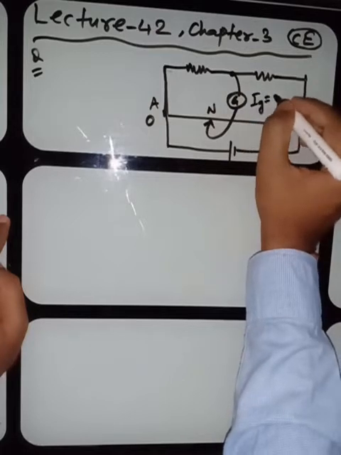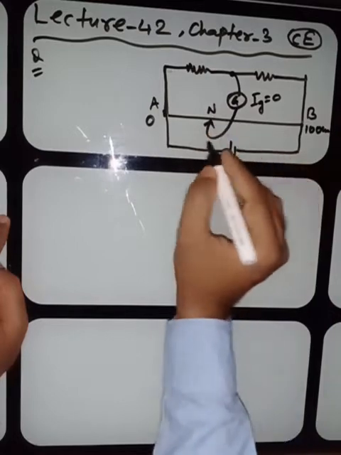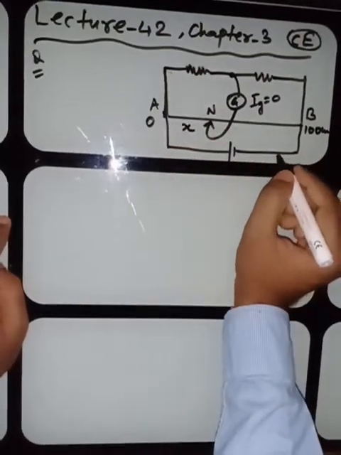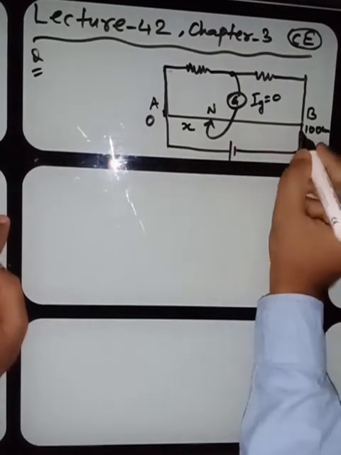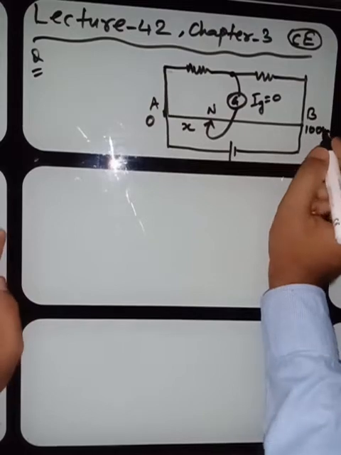This is the current I_G, which is 0. Okay, and this point N is called what? Null point. Suppose its length is X. What will be the length of the rest of the wire? It is 100 minus X. I hope it is clear to everyone.